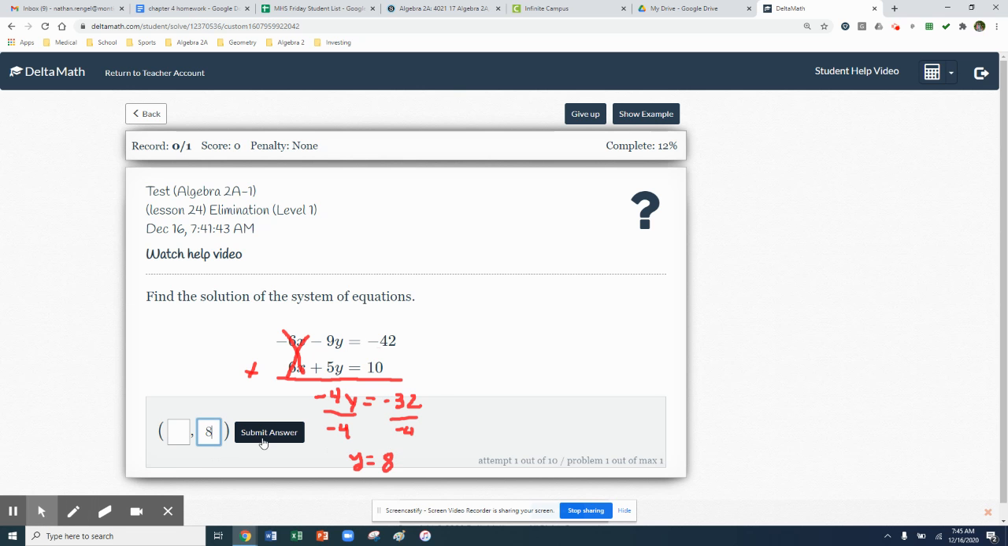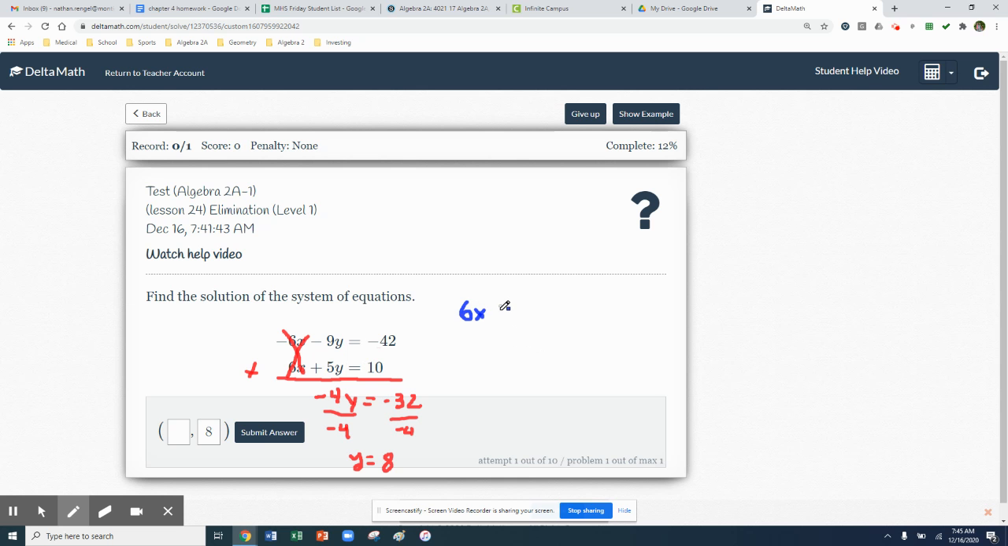The y coordinate is that second coordinate, so I'll put an 8 into there. Here you don't have to worry about the comma. They'll have it all set up for you. Once I know my y coordinate, I can put the y back in for either equation and I can solve it out. I'm just going to use that bottom equation.